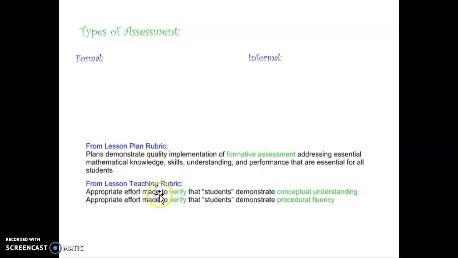For the 15 minutes that you're going to be teaching, that's what the teaching rubric is for. Somewhere in that 15 minutes, you need to verify that your students demonstrate conceptual understanding. Remember, that's the why and the how. And also verify that your students demonstrate procedural fluency. Can they actually do it? I've got students in quote marks here because the students sitting in front of you are actually your classmates.